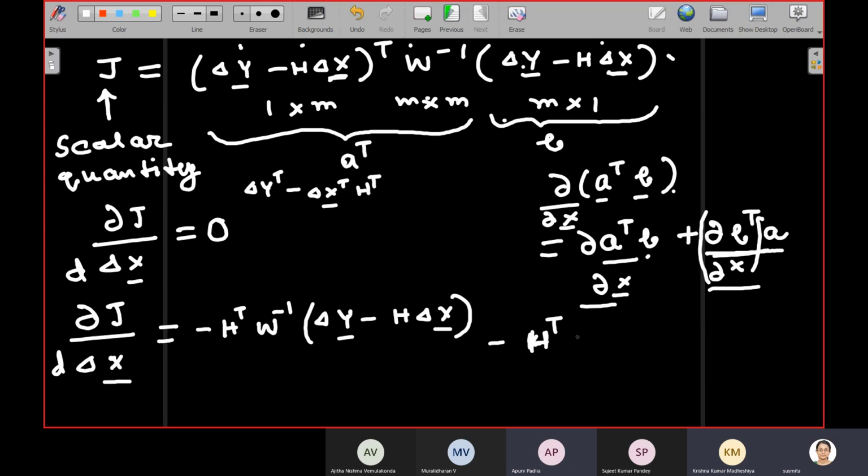W inverse transpose. W inverse transpose is what? W is a symmetric matrix. So W inverse transpose is just W inverse. And here we already have transpose, so it will just be this, right? And for the estimate of delta x, let's call it delta x hat, this will be equal to 0.